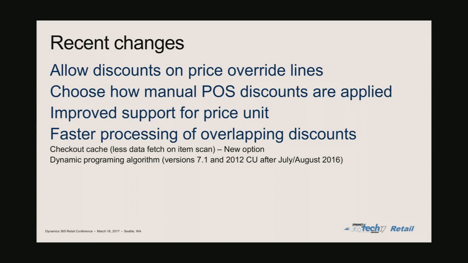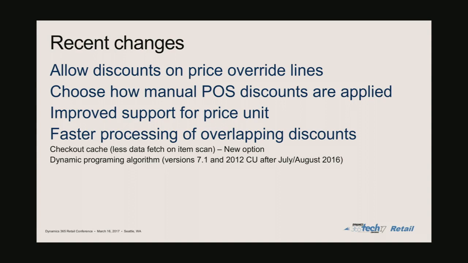Some other recent changes. The first two are options in retail parameters. So we now allow discounts on price overrides. In the past, if price override was a final number on a line, it removed any discounts, calculated or manual, on the line. So we now have a setting that says allow discount calculation to occur on top of price override.